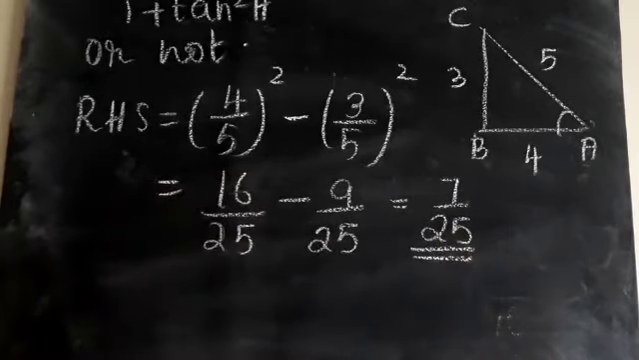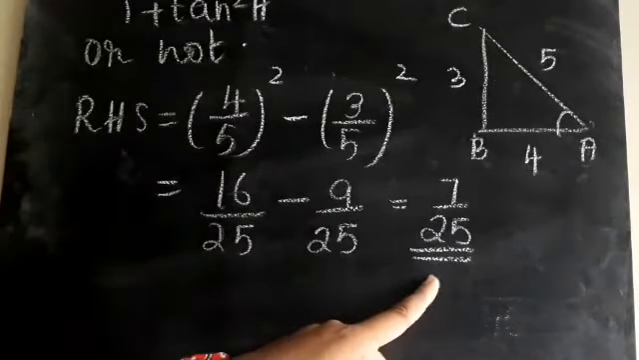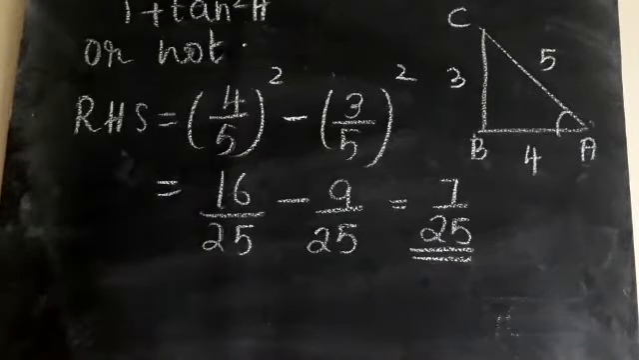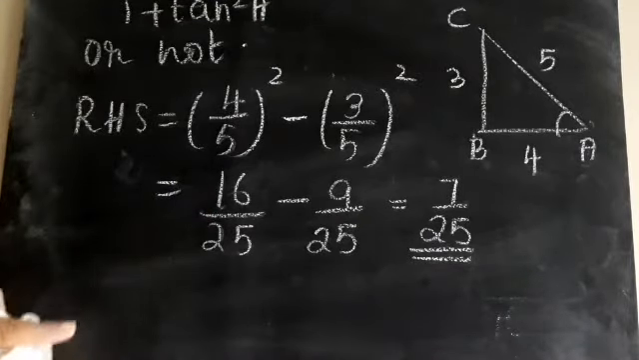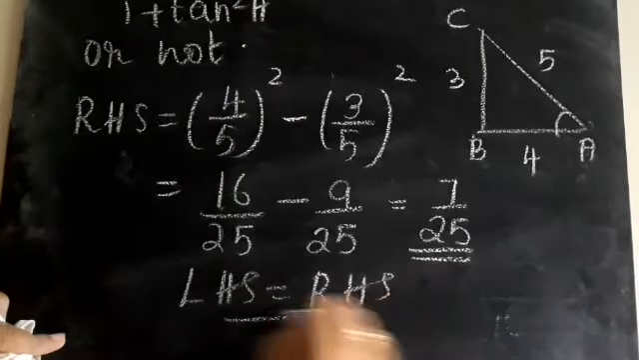So LHS already you got 7 by 25. Now the RHS is also 7 by 25. From this you can see that LHS and RHS are equal. So you can write the conclusion: LHS is equal to RHS.